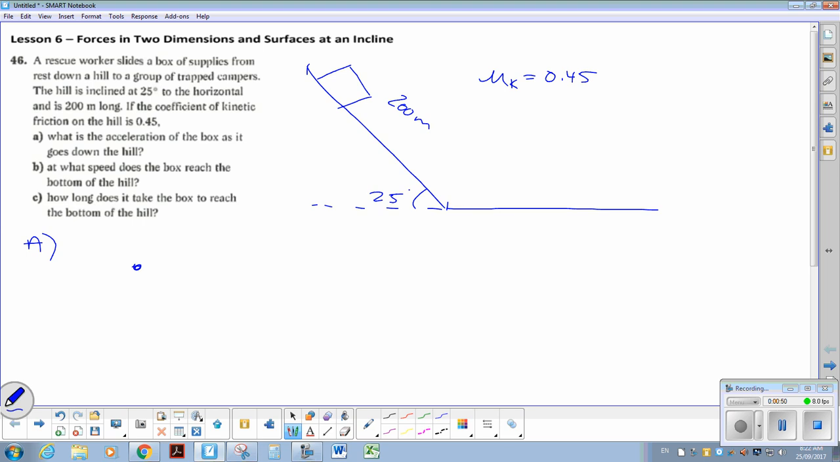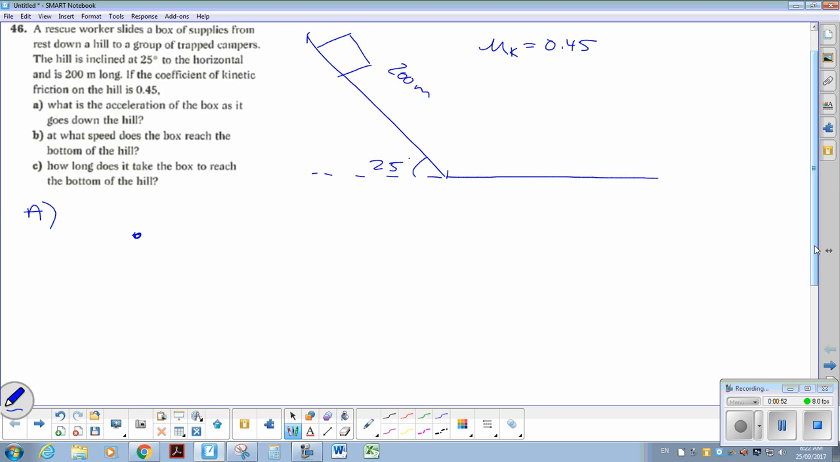So the driving force, what's pulling this box down the hill, is the force due to gravity, FGX. So we have force due to gravity, but it's the component FGX that's sliding it down the hill. We have our normal force, which is perpendicular to the slope, and it's equal and opposite to FGY. And then we have force due to friction opposing the motion.